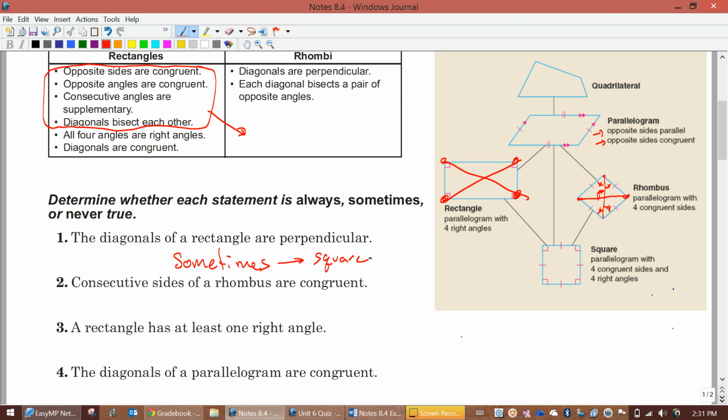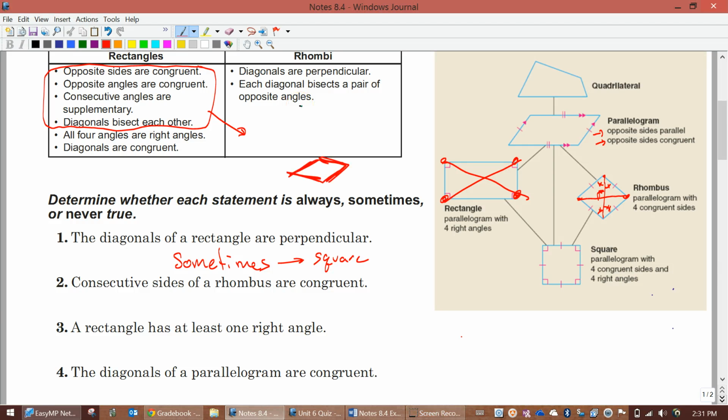How about number 2? Consecutive angles on a rhombus are congruent. You need to think about what a rhombus looks like, and you need to think about what consecutive angles are. Always, sometimes, never. What do you guys think?